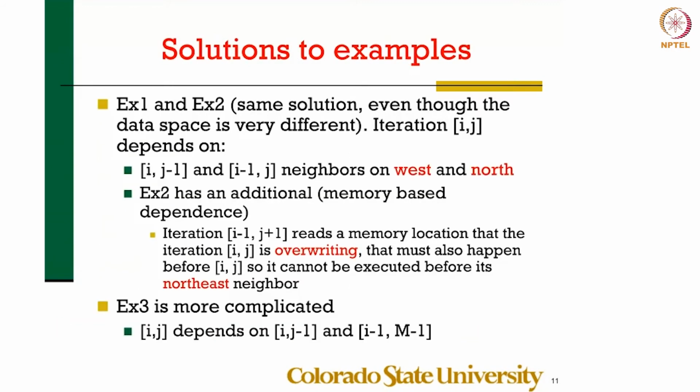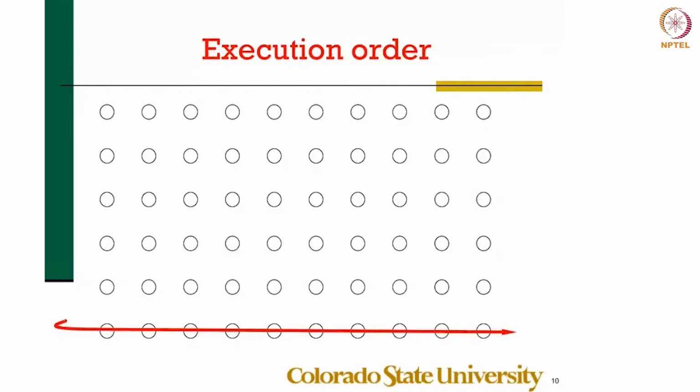Okay, so in examples 1 and 2, they actually have the same solution, and we'll see how, even though the data space is different. Iteration ij depends on iteration ij minus 1 and i minus 1 j, the neighbors on the west and north, provided you are sufficiently far from the boundary. So let us work out example 2 now.